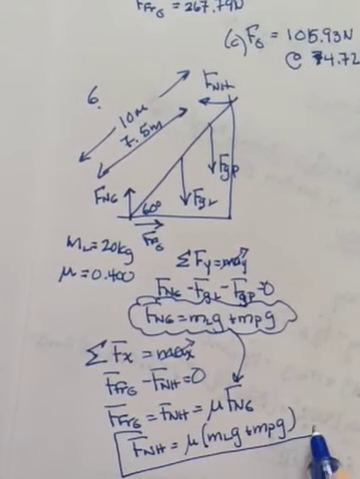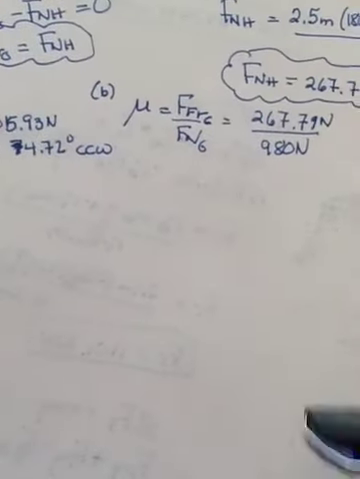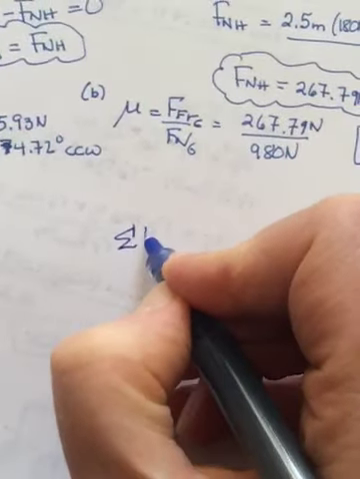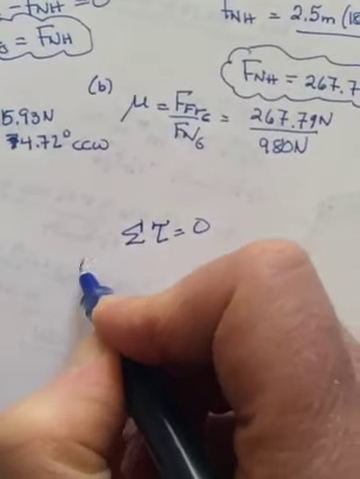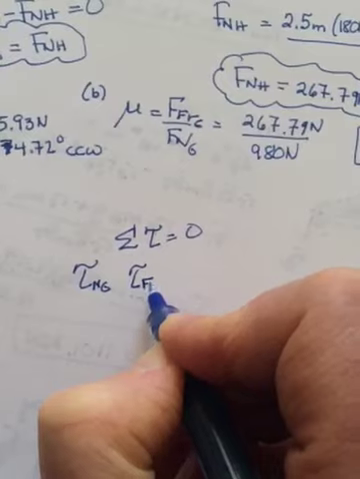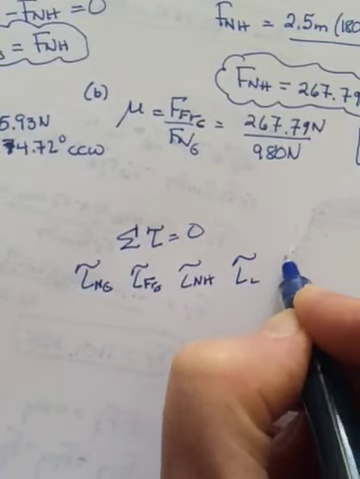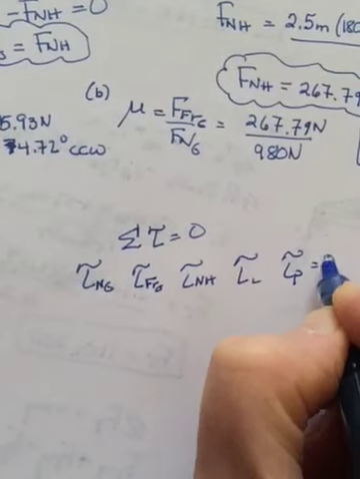And this we will sub in to our sum of the torque. Okay? So sum of the torques equals 0. So there should be a torque from the normal of the ground, a torque from the friction on the ground, a torque from the normal of the house, a torque from the ladder, and a torque from the person.